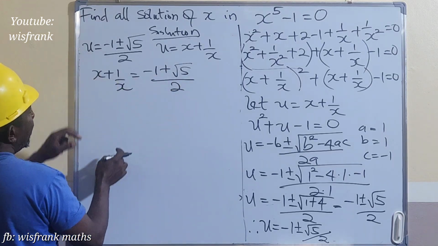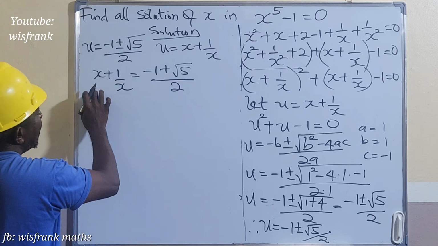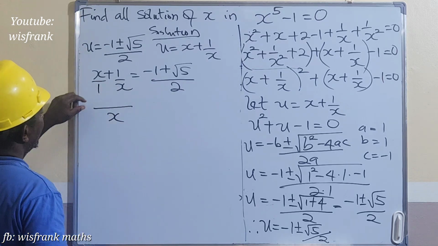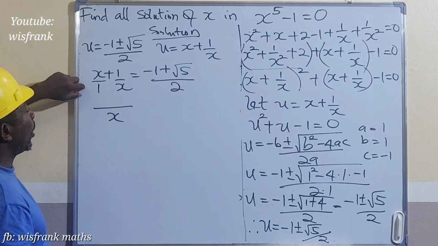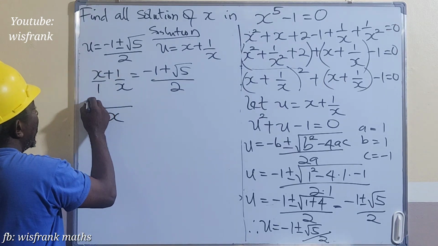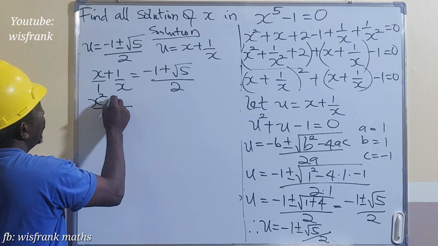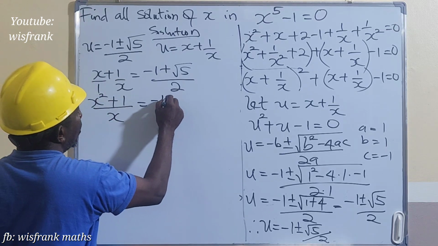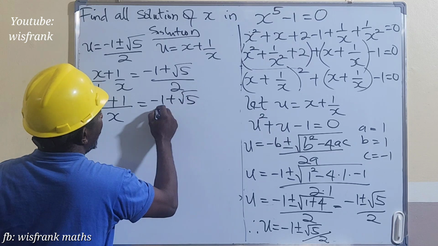So solving this, for the left hand side, we take the LCM of these two, which is x. So this is like x all over 1. So x divided by 1 is x. x times x, we have x to the power of 2, plus 1 times 1, we have 1, equals minus 1 plus root 5 all over 2.